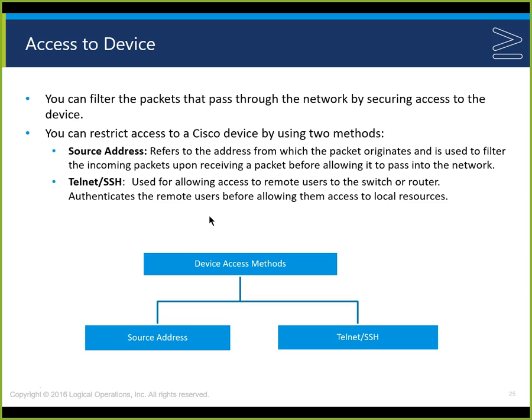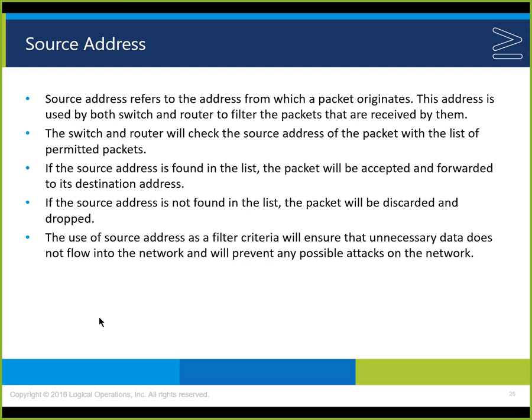Authentication authenticates the user. We can use the username and password to restrict access, or we can use the source address using an access control list, a standard access control list for the source address. Source address, where the packet comes from. The switch and router check the source address against a list of permitted packets, the access control list. If it's found in the list, it's going to be accepted. If the source address is not found in the list, it's going to be discarded.